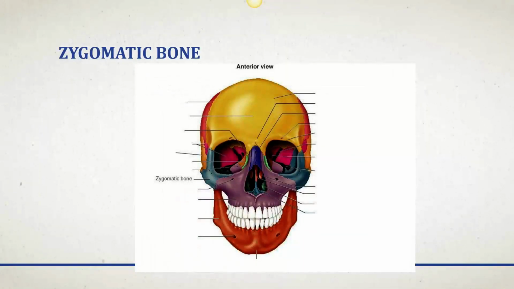The zygomatic bone, that's your cheekbone. So here you can see it highlighted in blue. You have a left and right one. So here's the right side of the face, here's the left side.